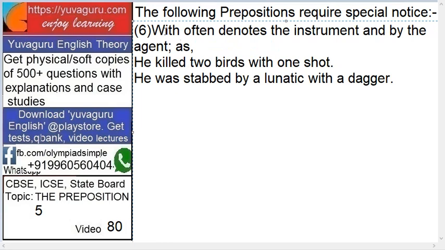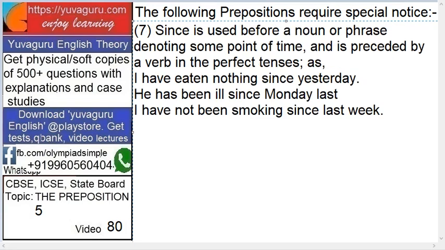Next, with. This preposition with often denotes the instrument, and by denotes the agent. Let's see. He killed 2 birds with 1 shot. With a shot, this is an instrument. Shot means gun, right? And by, agent. He was stabbed by a lunatic with a dagger. So by a lunatic. He is a person, the lunatic, right?